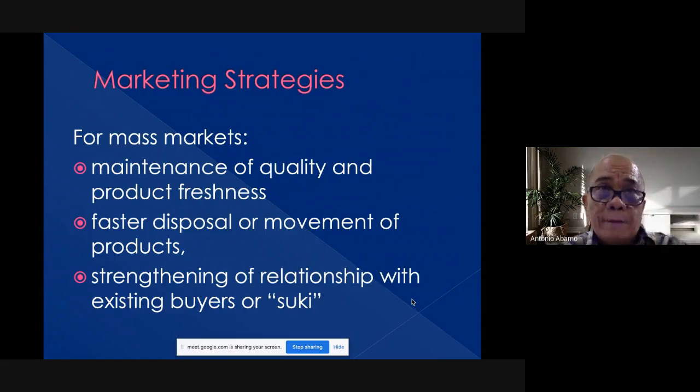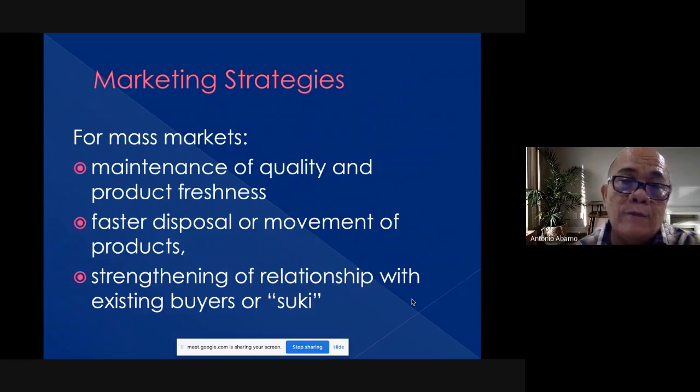So in other words, ang imong gitarget, quality yun na, because in a mass market, you have so many competitors. Then, freshness also of your product. Not only that, because you are dealing with mass market, the movement or the turnaround cycle must be fast. Kay lagi na madaot na imong product, kay mass market man, kinahanglan fresh imong product. And then strengthening also of relationship with existing buyers or developing what we call a suki arrangement, no? That is mass market.